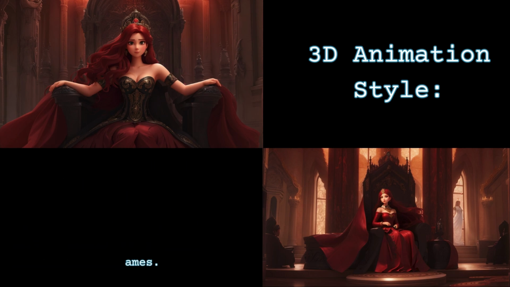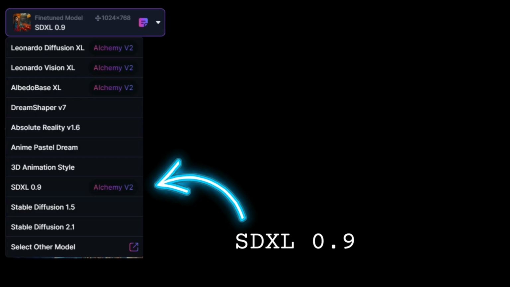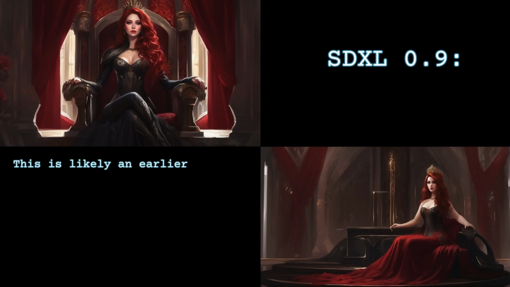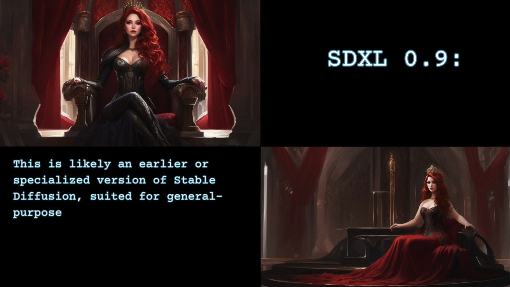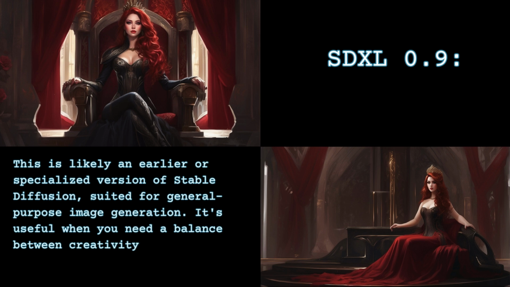Next, we've got XD-XL 0.9. This is likely an earlier or specialized version of Stable Diffusion, suited for general purpose image creation. It's useful when you need a balance between creativity and control in your image generation.